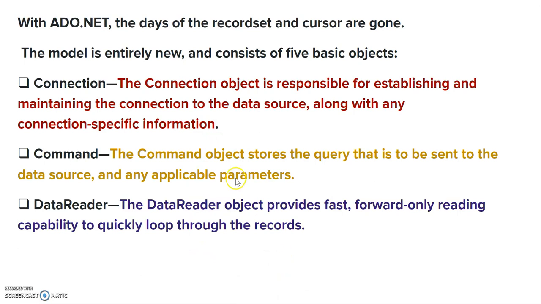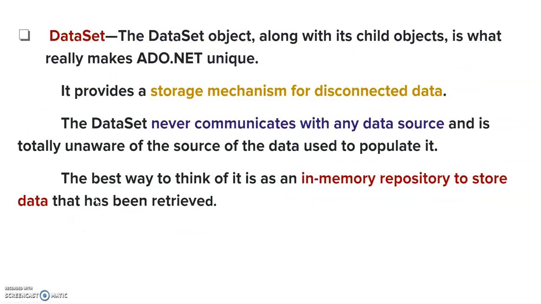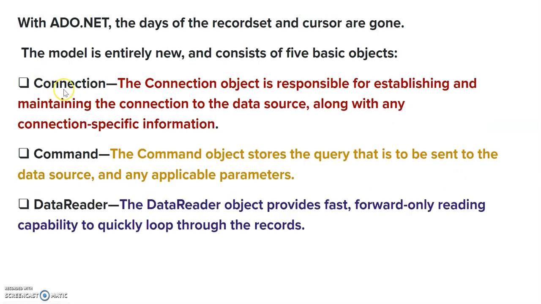Now this model is a new one and consists of 5 basic objects. Here in ADO.NET, the record set and cursor concepts are very old ones. They have gone, and this new concept works on these 5 objects. So which are they?